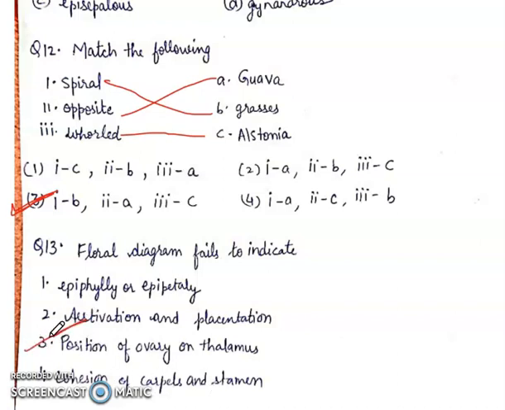Answer will be third, because a floral diagram will tell us the epiphyly or epipetally. It shows whether the stamens are attached to tepal or petal. It will tell us estivation also, that is the arrangement of petal and sepal with respect to each other, and placentation also. Placentation is the arrangement of ovules in the ovary. Cohesion of carpels and stamen, that is epipetally, ये भी बताएगा floral diagram, but it does not tell us the position of ovary on thalamus. यानी कि फ्लावर हाइपोगाइनस है, एपिगाइनस है या पेरीगाइनस है, ये floral diagram से पता नहीं चलेगा.